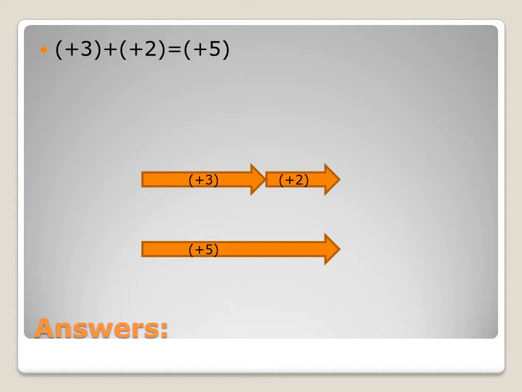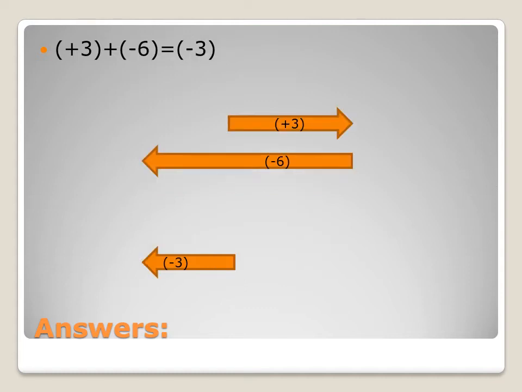You should have an arrow that goes 3 to the right, and you should add it to an arrow that goes 2 to the right, and then you should show underneath how the equivalent is an arrow that moves 5 to the right. So your answer, if I ask you to do this on a test, should look like what I have here with my arrows.